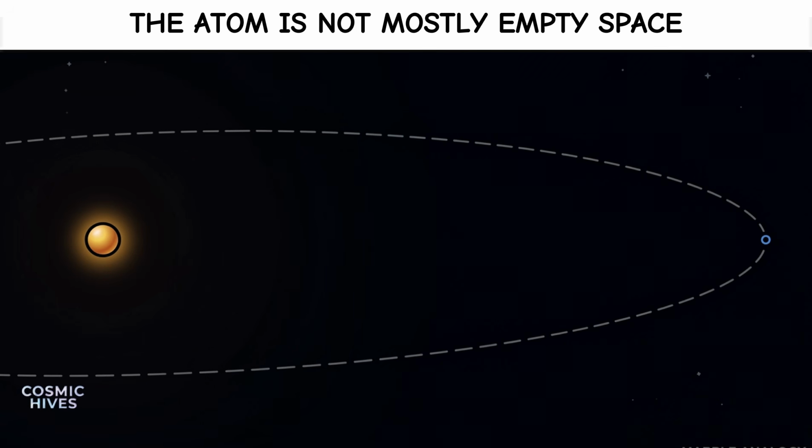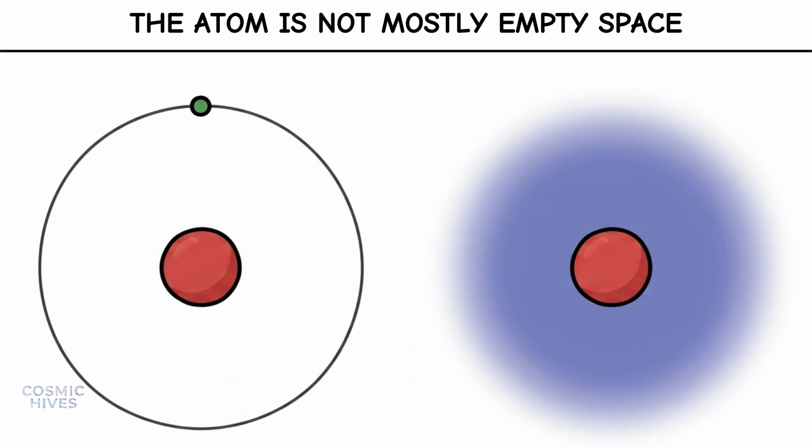If you shrank the nucleus to the size of a marble, the electron would orbit at a distance of several kilometers, and everything in between is nothing. This description comes directly from the Bohr model, treating the electron as a tiny point particle at some specific distance, with vast empty gaps between it and the nucleus.